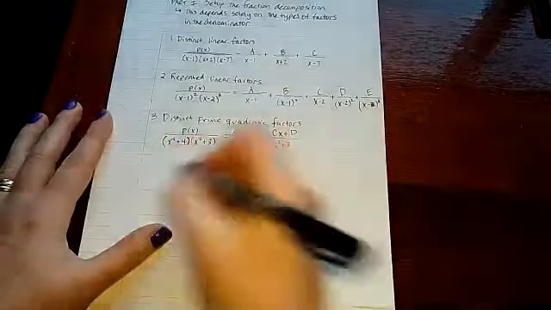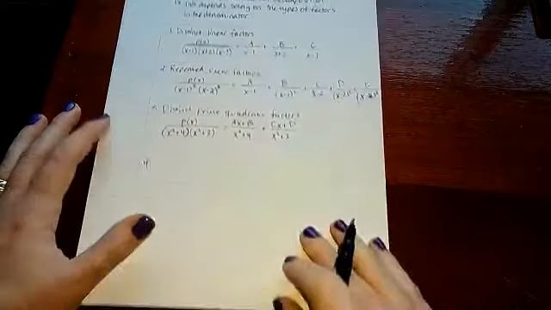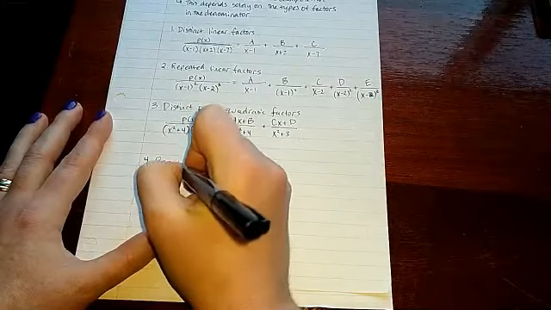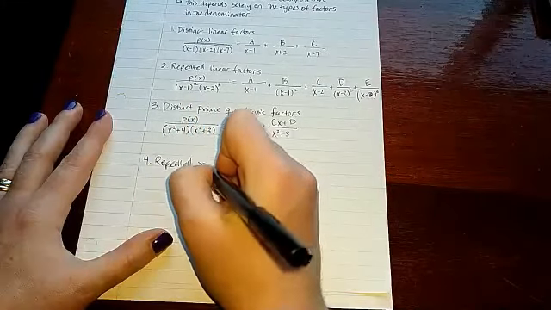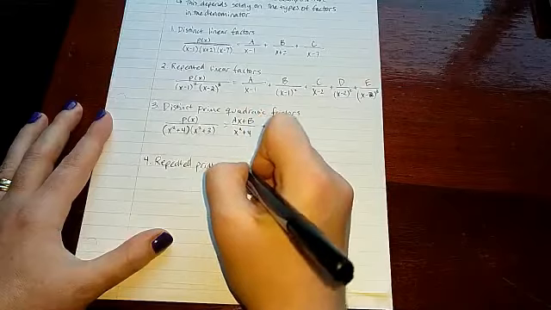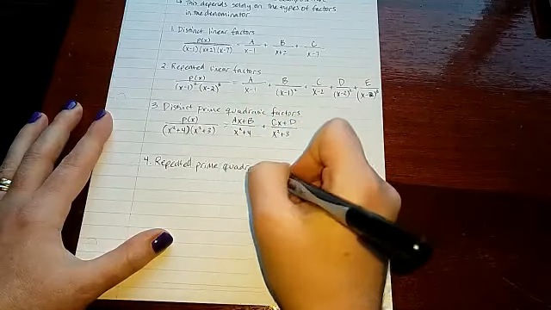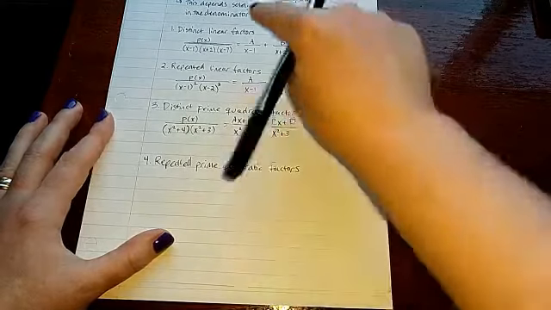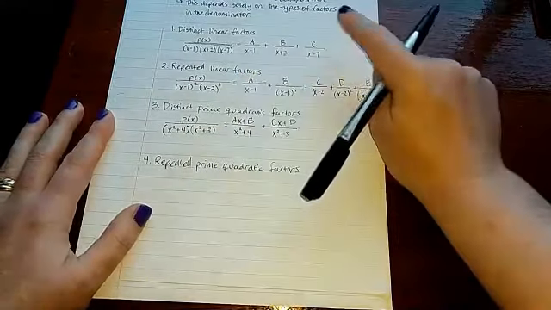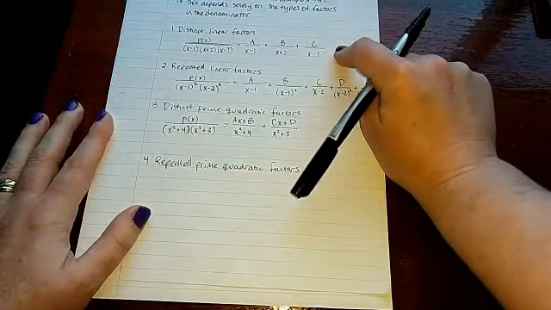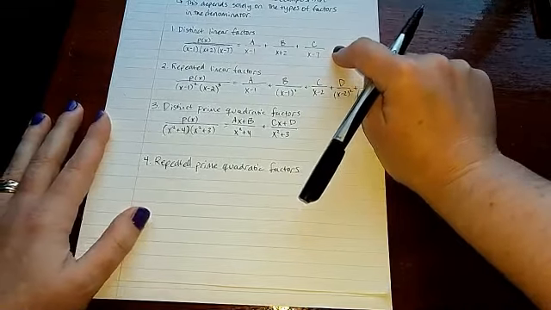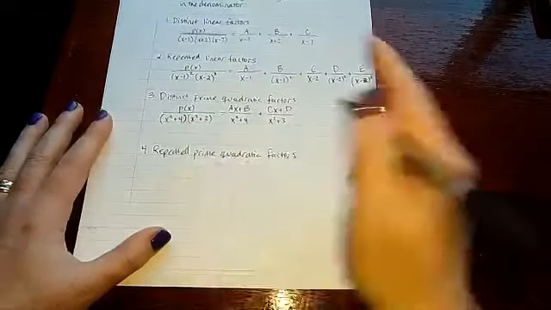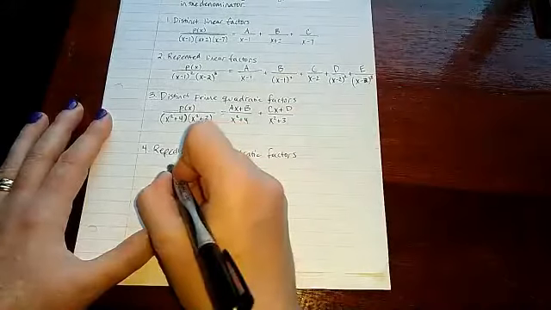Okay. And then the fourth case is repeated prime quadratic factors. Okay, if your quadratic can be factored down to linear things, you want to, because not only will it make your life easier, but it will make your work correct. Okay, so this is only if you can't factor it any further. So this time we're going to have them repeated.